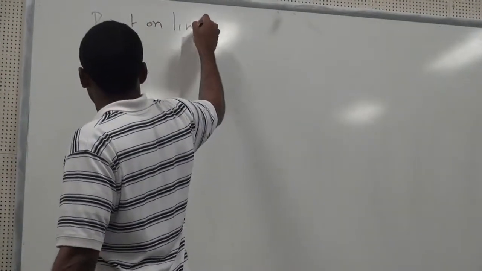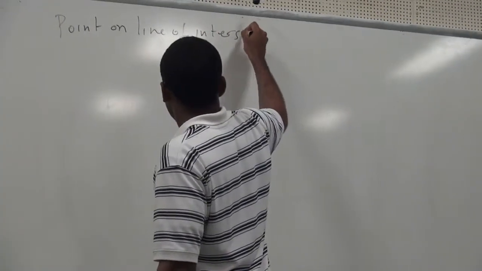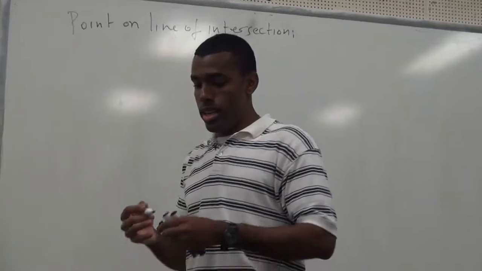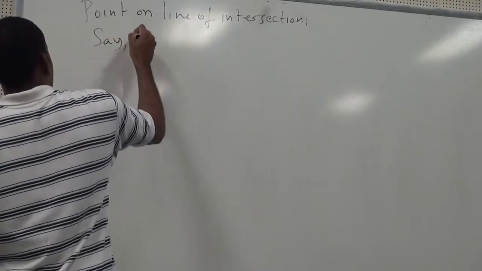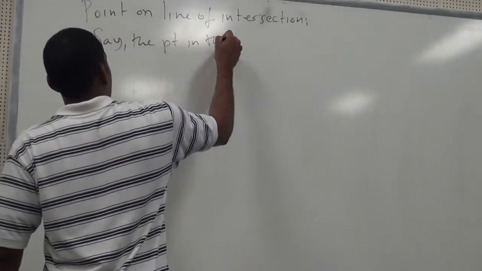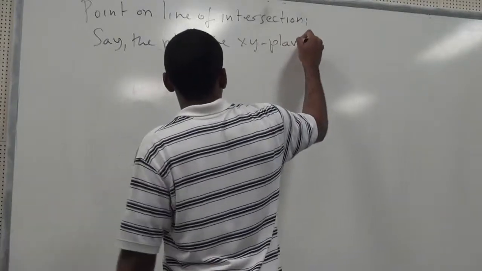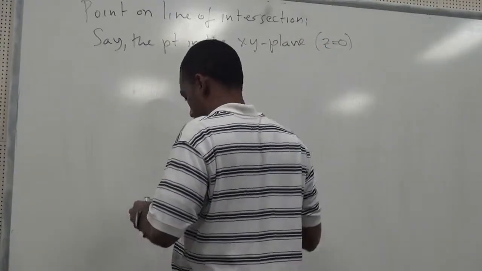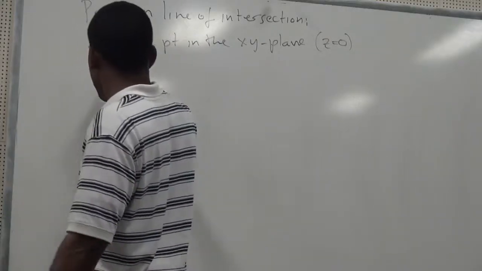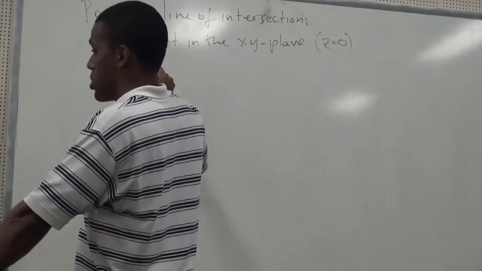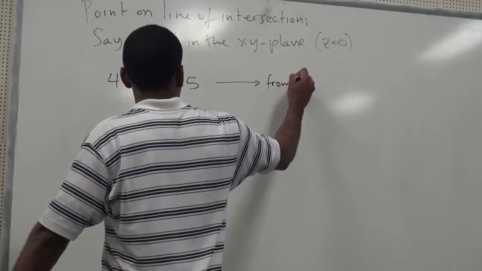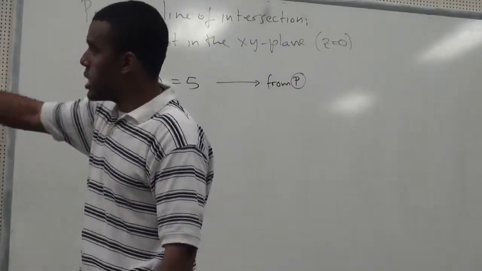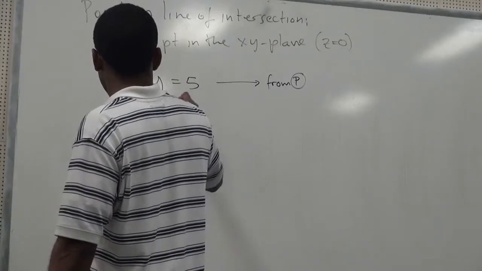So now how do you find a point on the line of intersection? How do you get that? Say the point in the xy plane. You can pick any point you want, which means that z equals 0. And so this means we have 4x plus y equals 5. This is from P. And from Q, we'd actually have x plus y equals 0.